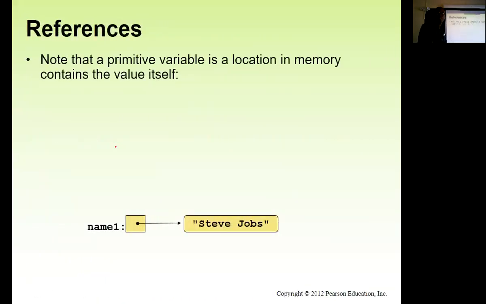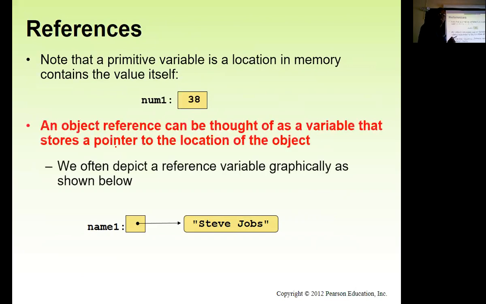So, note that a primitive variable is a location in memory that contains the value itself. Objects are different. If I create a number called num1, the value is placed into that actual location. An object can be thought of as a variable that stores a pointer, or the address, of another location. So if you go into name, you will find the address stored in name to tell you where the object data actually is.